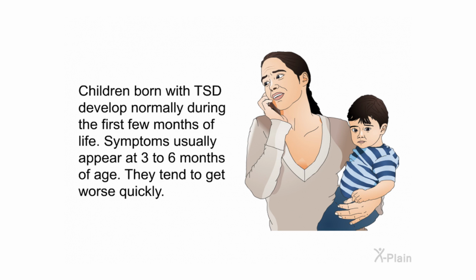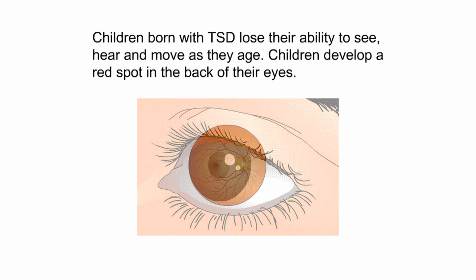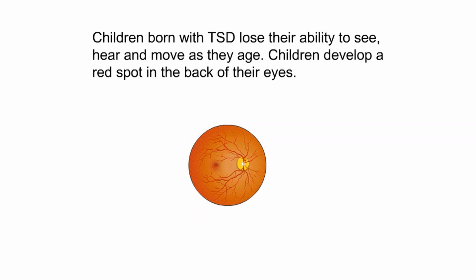Children born with TSD develop normally during the first few months of life. Symptoms usually appear at 3 to 6 months of age. They tend to get worse quickly. Children born with TSD lose their ability to see, hear, and move as they age. Children develop a red spot in the back of their eyes.